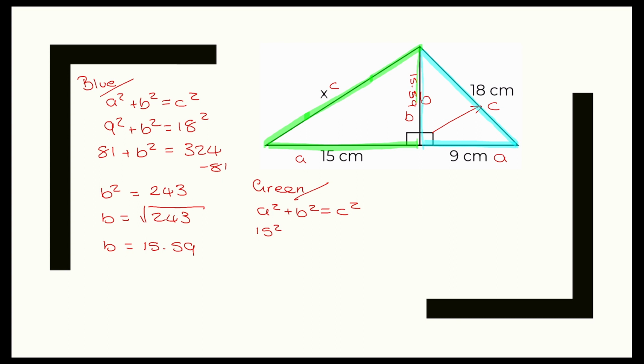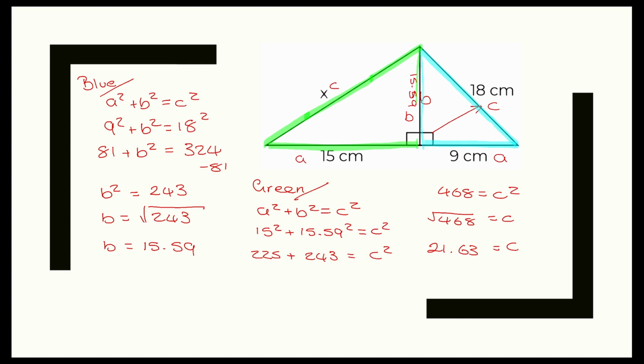Substituting 15 in place of a and 15.59 in place of b, we get 15 squared plus 15.59 squared equals c squared. Squaring our numbers gives us 225 plus 243 equals c squared. Adding 225 and 243 together, we get 468 equals c squared. Square rooting 468 gives us 21.63, meaning that our missing side is 21.63 centimeters.